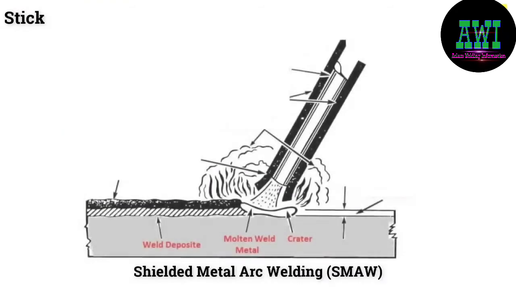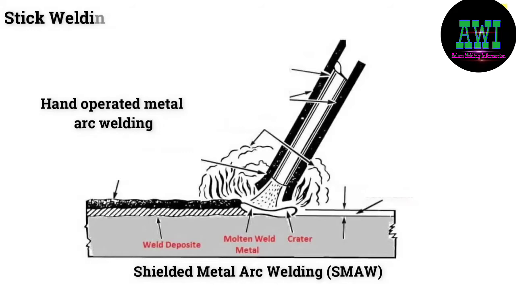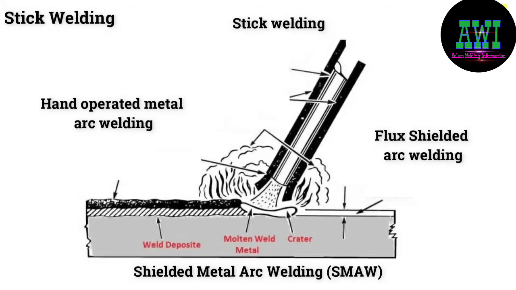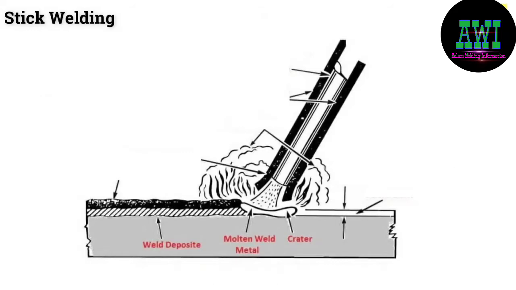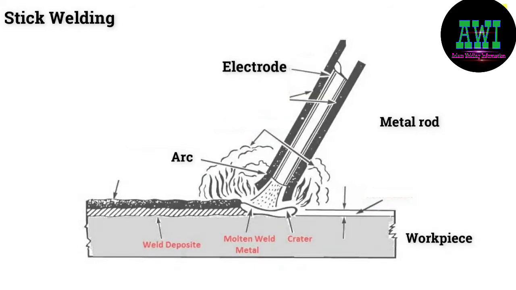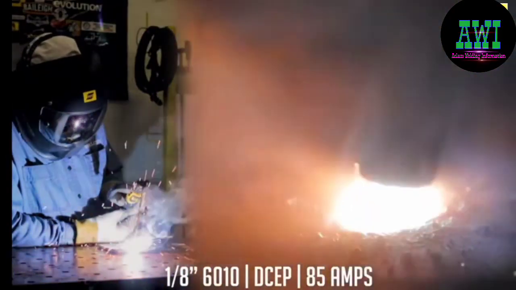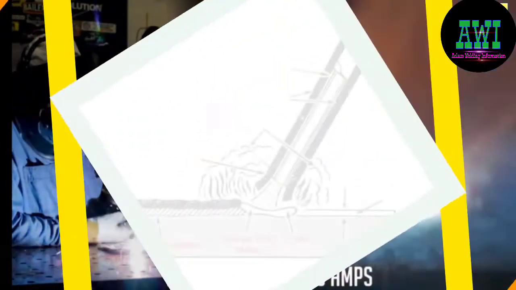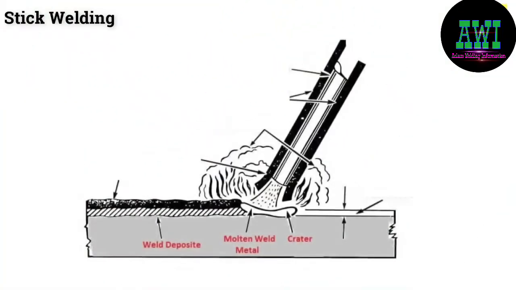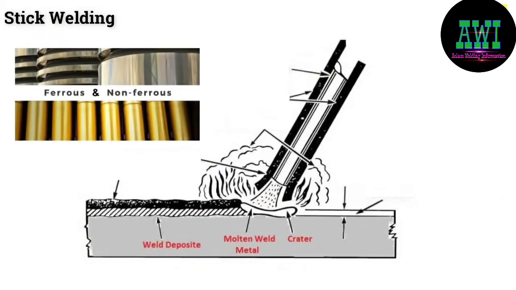Stick welding, or shielded metal arc welding. It is also identified as hand-operated metal arc welding, flux-shielded arc welding, or stick welding. In this type of welding process, the arc is struck between the metal rod or electrode and the workpiece, the surface of both the rod and the workpiece melting to create a weld pool. The simultaneous melting of the flux coating on the rod produces gas and slag, which shield the weld joint from the environment. Shielded metal arc welding is a versatile process ideal for joining ferrous and non-ferrous materials, of varying thickness, in all positions.